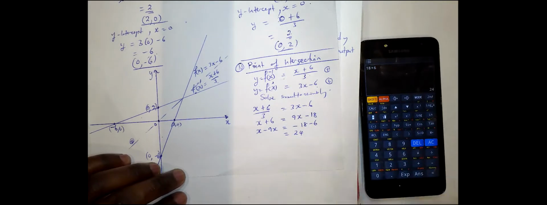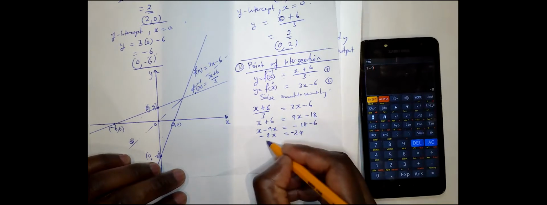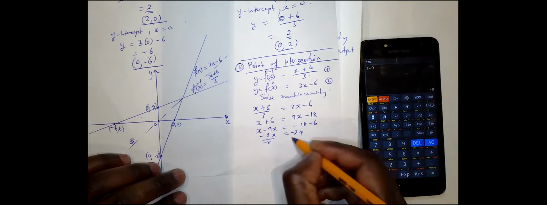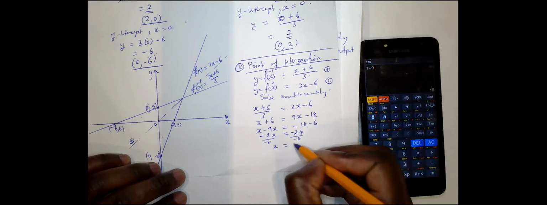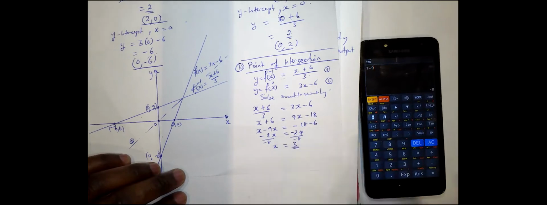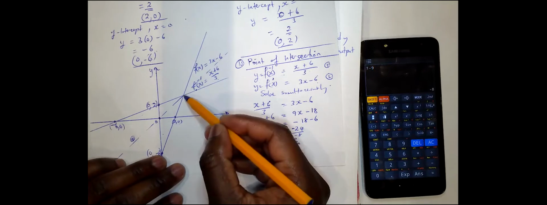So we're going to say, all right, 1 minus 9 gets minus 8, so minus 8x. Then we divide both sides by negative 8. By negative 8, what do we get? We get our x as 3. So the point of intersection in terms of x is actually 3. Okay.